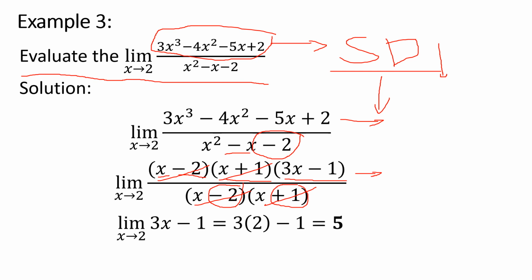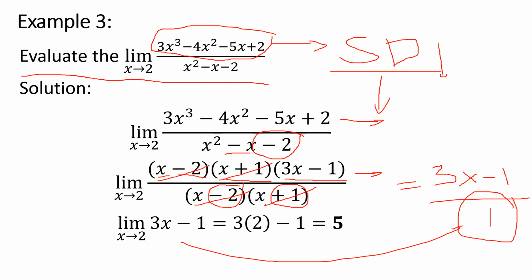So therefore, that will be equal to 3x minus 1 all over 1. Here, we no longer write the 1 there because it does not affect the value. That's why it's 3x minus 1 in this portion.